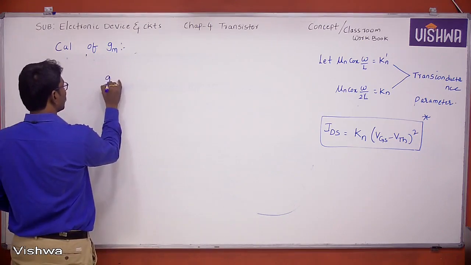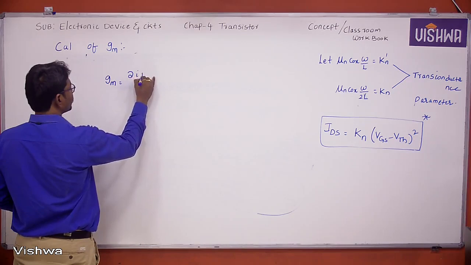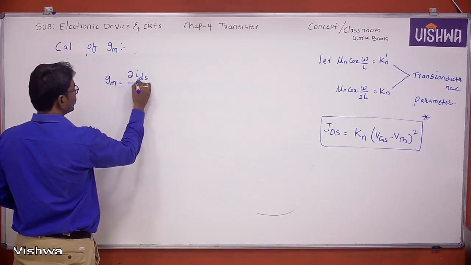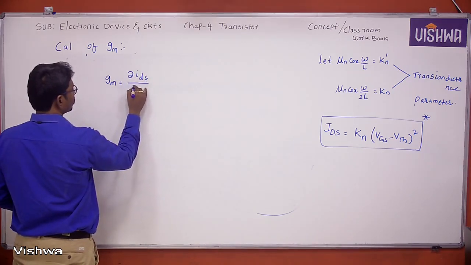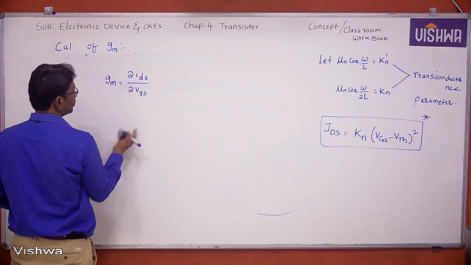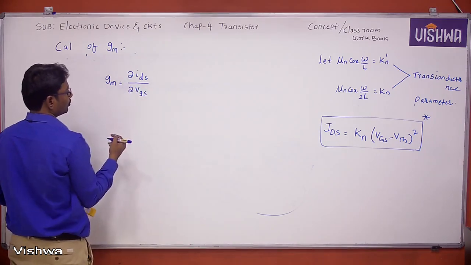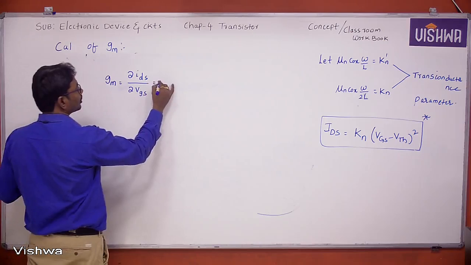First of all, what is transconductance? Transconductance is nothing but the ratio of change in drain to source current to the change in gate to source voltage. Simply, we can say output current by input voltage. How to calculate this transconductance?